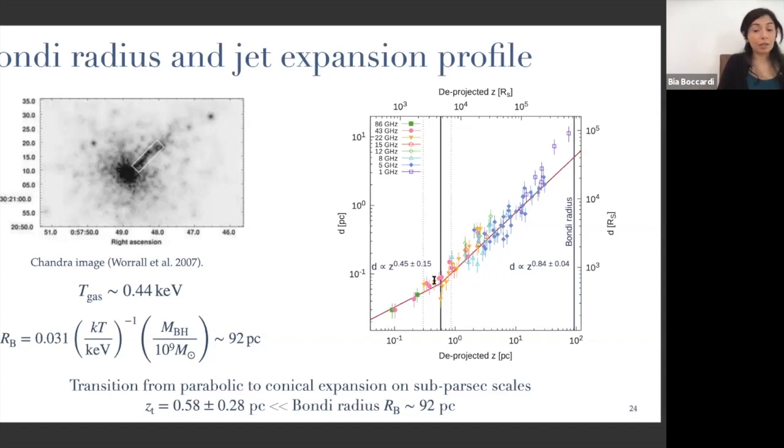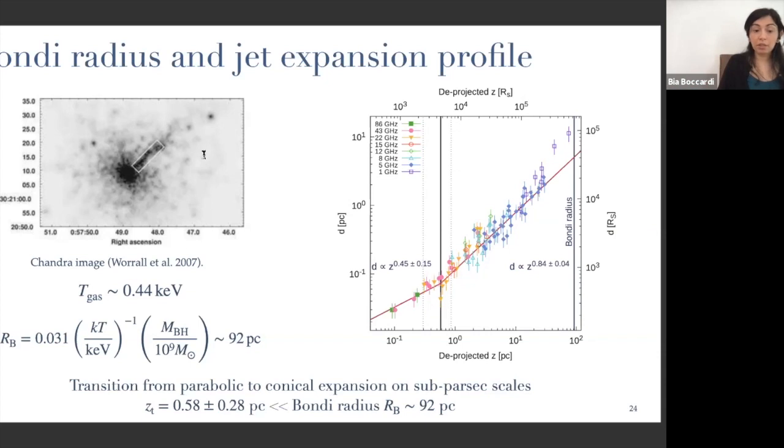So there is a shape transition, and this shape transition occurs at a distance which is smaller than 1 parsec. So we determine a transition distance of the order of 0.6 parsecs, corresponding to about 5 times 10^3 Schwarzschild radii. So to test this scenario in which the jet is confined by the accretion flow, we have determined what is the Bondi radius in this source. And we have done this by considering X-ray data.